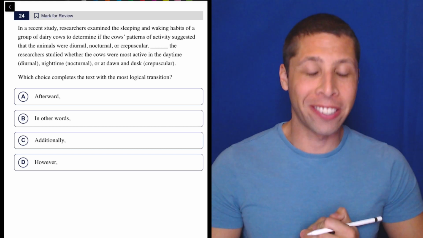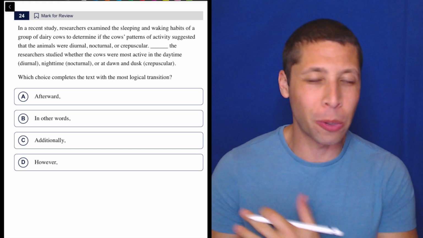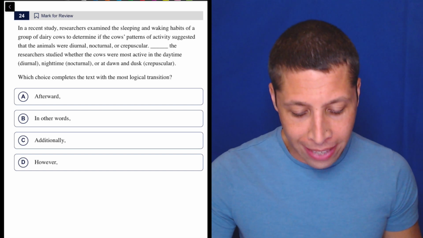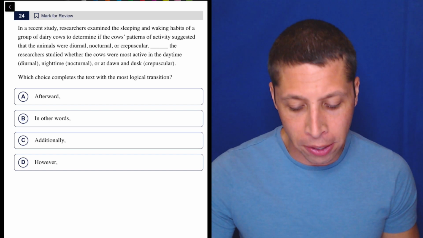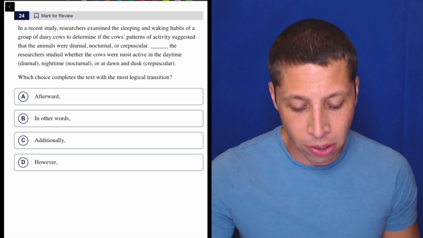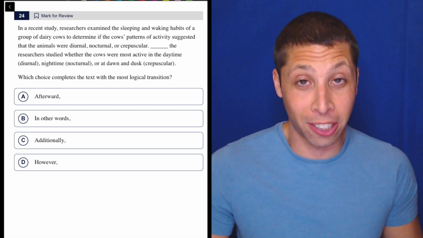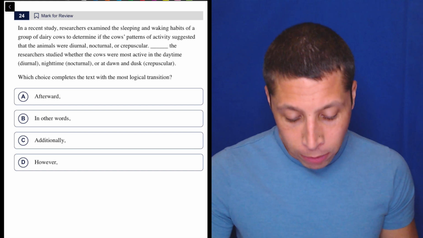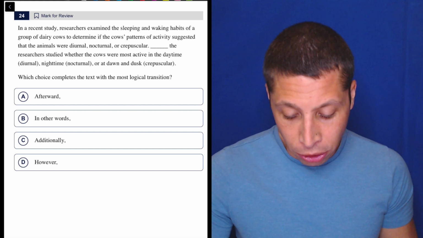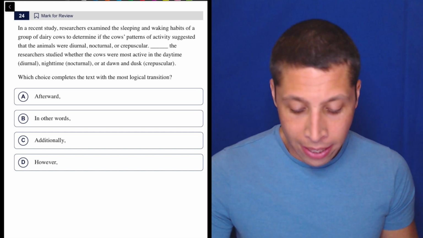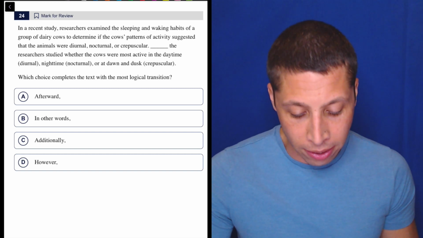I'm so glad this question exists because I finally get to talk about a transition word that I'm always eliminating. So let's take a look. In a recent study, researchers examined the sleeping and waking habits of a group of dairy cows to determine if the cows' patterns of activity suggested that the animals were diurnal, nocturnal, or crepuscular. Good word. Cool. So the researchers studied whether the cows were most active in the daytime, diurnal, nighttime, nocturnal, or at dawn and dusk, crepuscular.